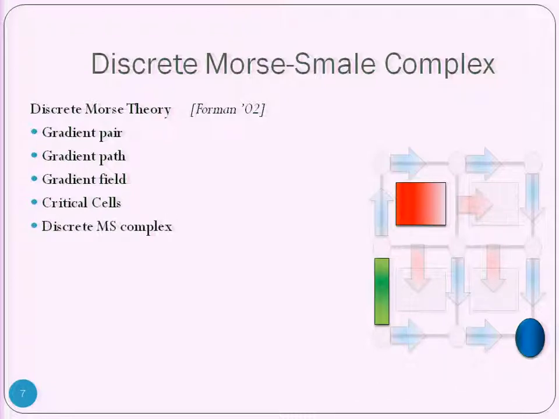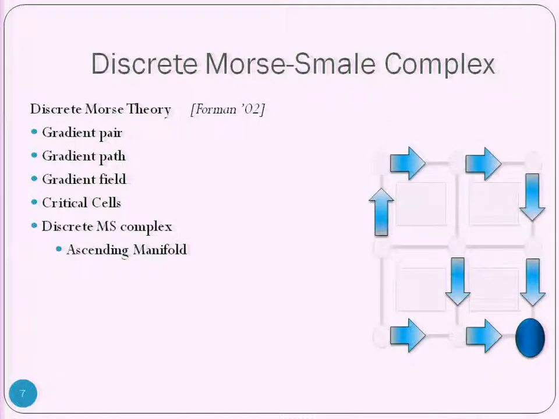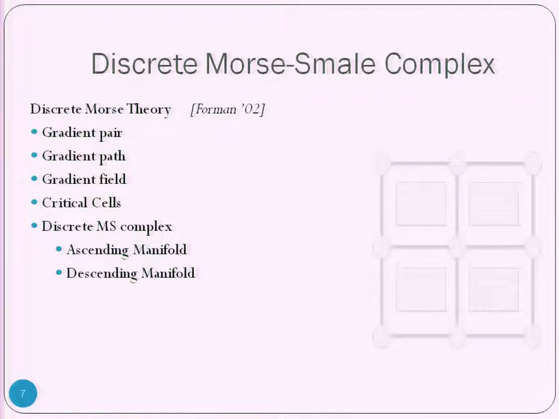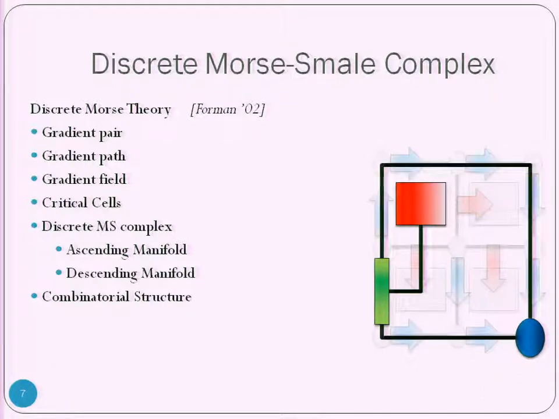And using this notion of the discrete Morse theory, you define the discrete Morse-Smale complex as a partition based on the sources and the sinks of the gradient paths. Also, what I referred to earlier was the geometry that we can associate with the Morse-Smale complex. One such geometry is the ascending manifold. It's the set of gradient paths that converge to a given critical cell. Similarly, you can talk about the descending manifold. It's the set of gradient paths that originate from a given critical cell. And another useful concept is the combinatorial structure, which is a graph where the nodes are the critical cells, and the edges exist if there is a gradient path that connects them.